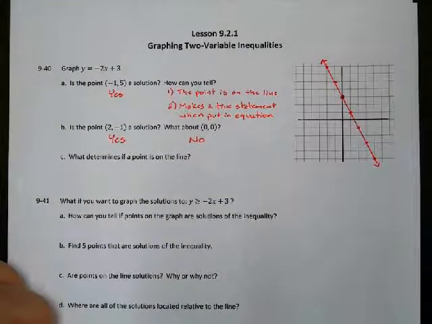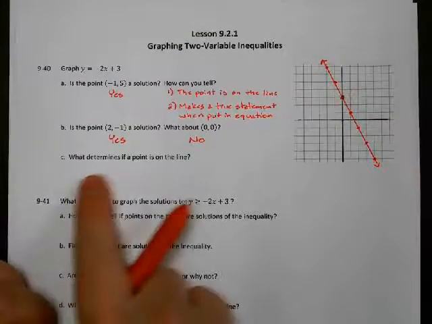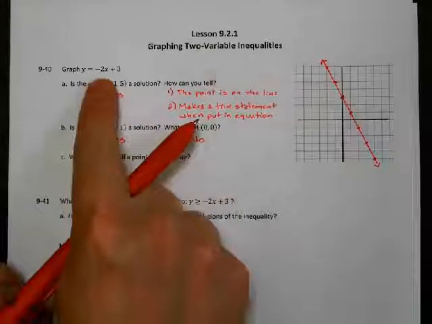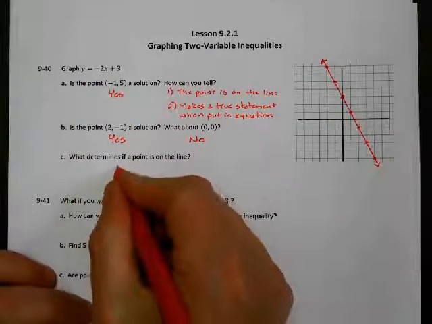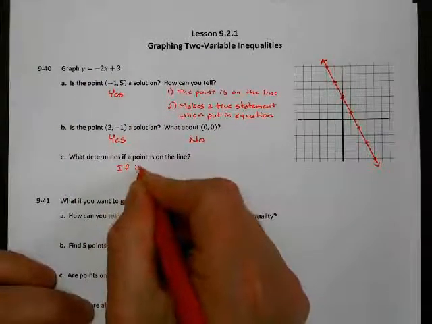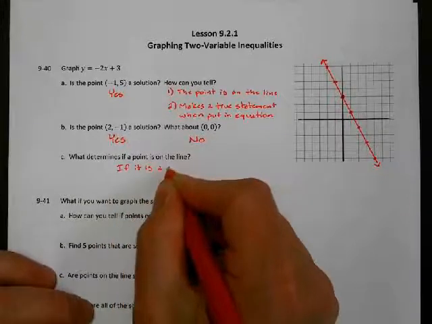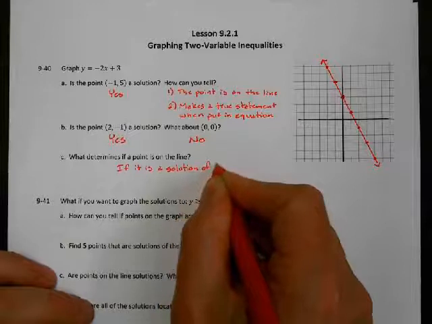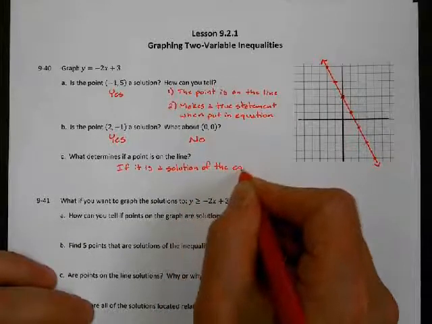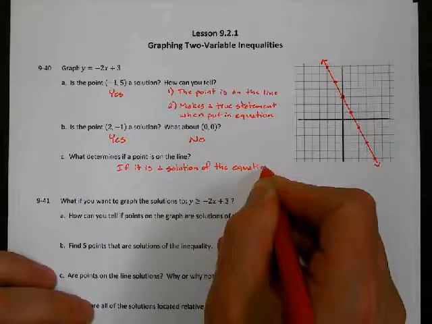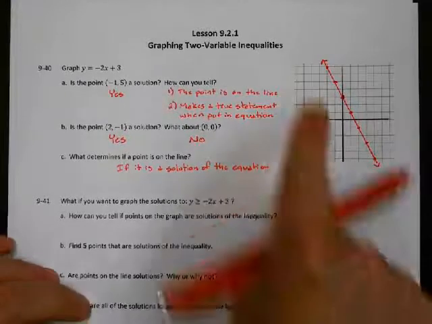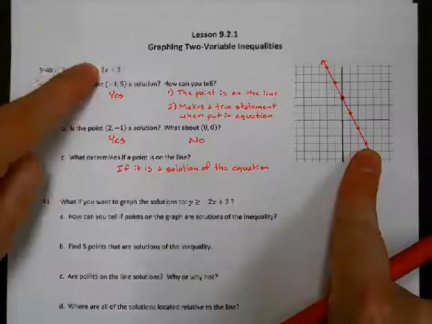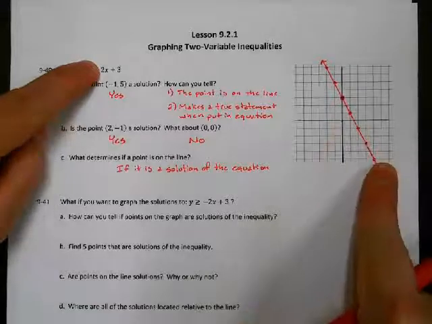What determines if a point is on the line? Well, whether or not it's a solution of the equation. Okay, so that's what determines if it belongs on this line. If it works in this equation, it belongs on this line.